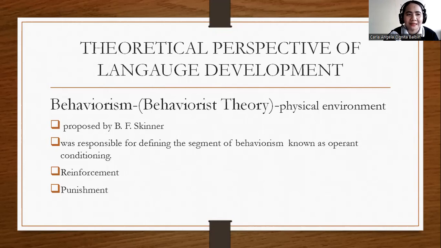So he believed that if behavior is followed by reinforcement, that behavior is more likely to be repeated. But if that behavior is somehow followed by some sort of punishment, then that behavior is less likely to be repeated. So meaning to say, children learn language through rewards. Okay, that's the theory of B.F. Skinner, behaviorism or behaviorist theory. So let's now come to the next one.